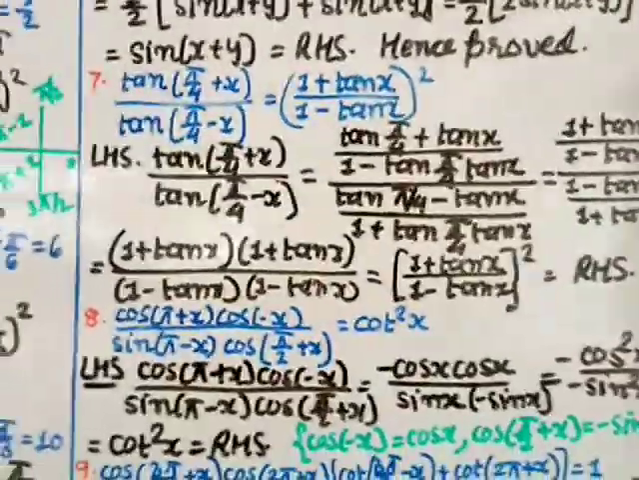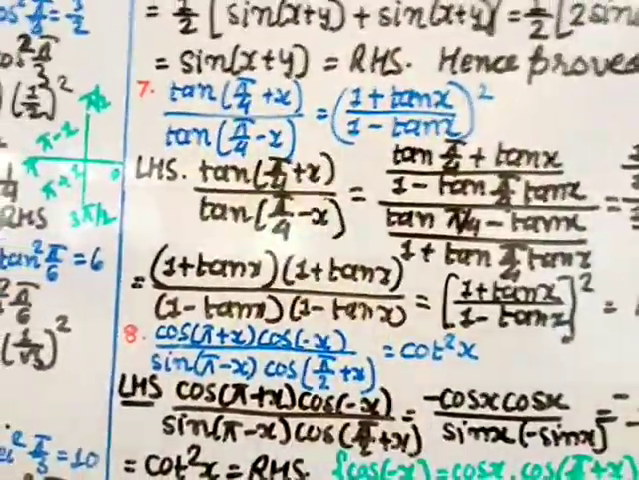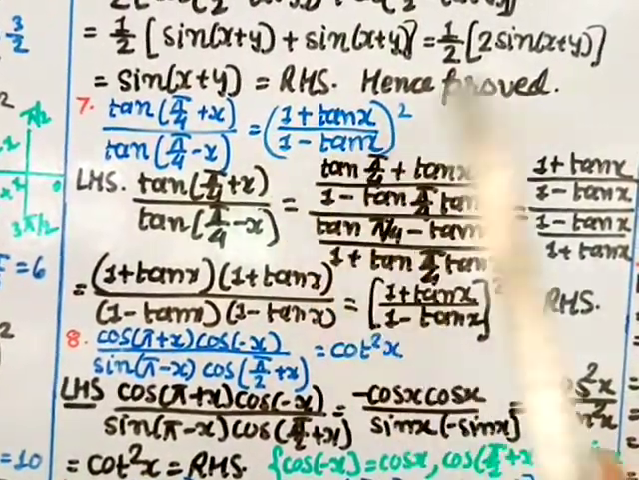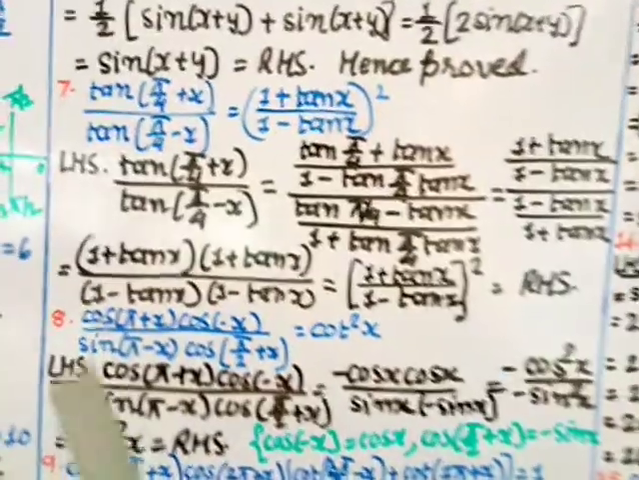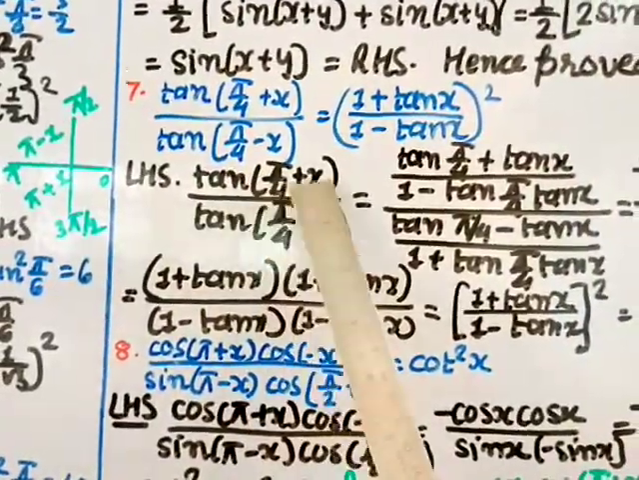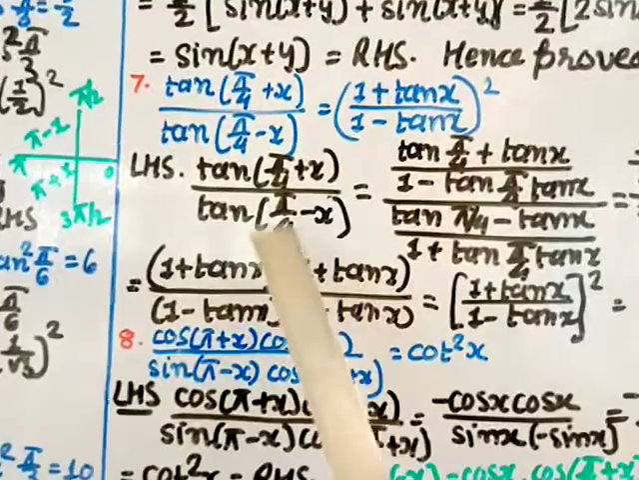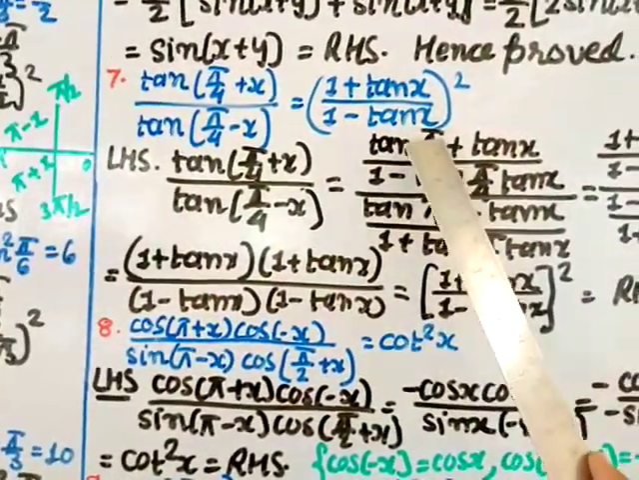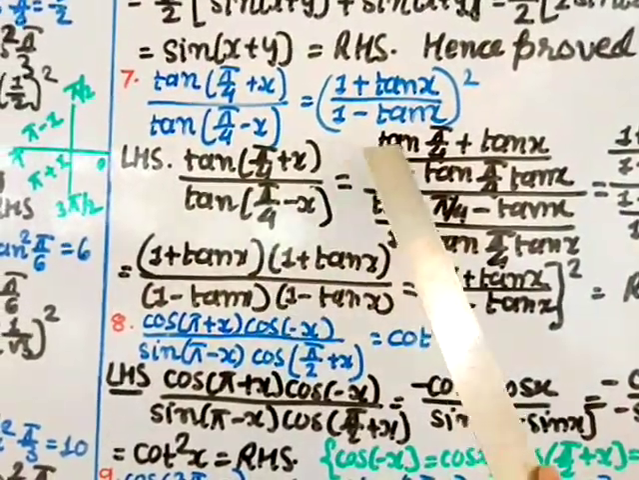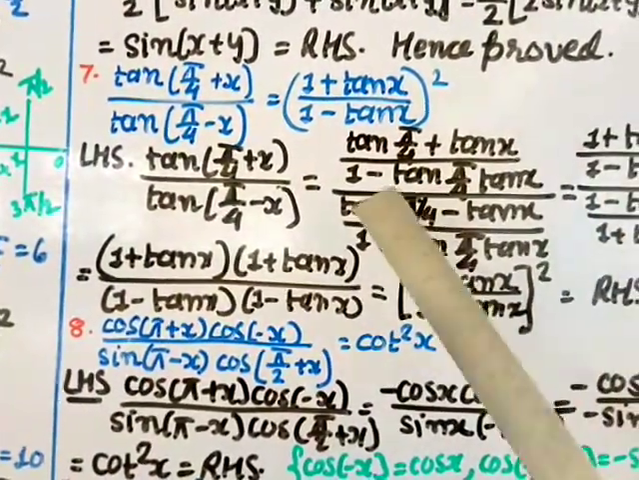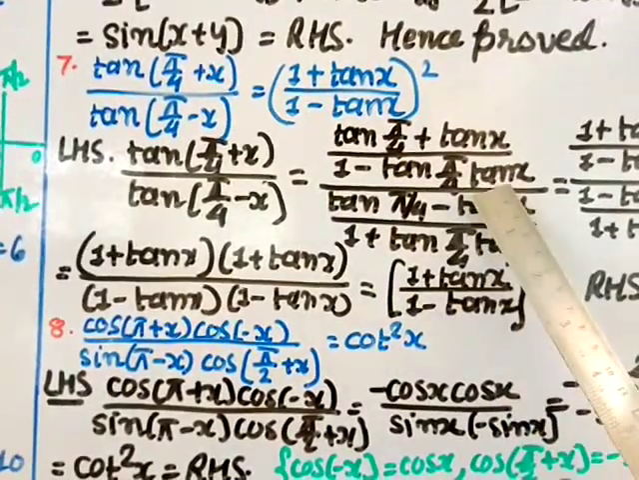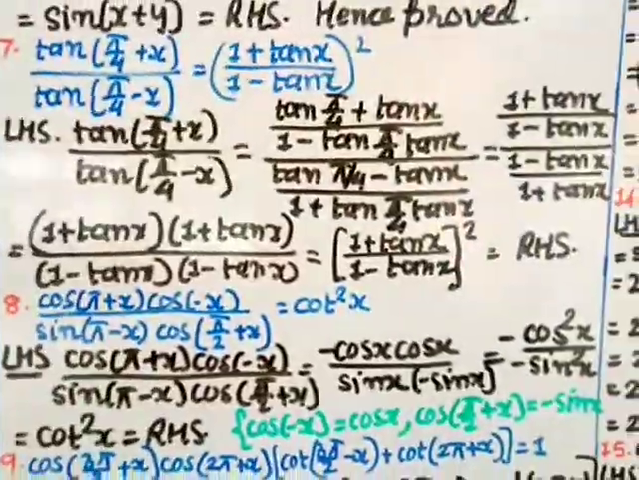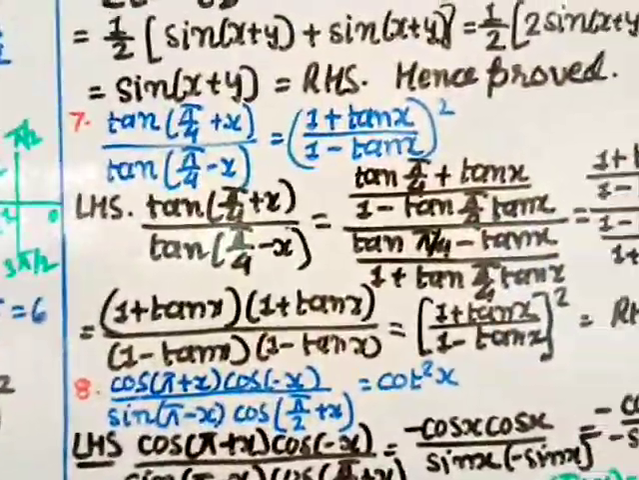Question number 7. Tan of pi by 4 plus x divided by tan of pi by 4 minus x is equal to 1 plus tan x by 1 minus tan x, whole square. Let us take the left hand side first. Left hand side is tan of pi by 4 plus x divided by tan of pi by 4 minus x. I am using the tan of x plus y formula. That formula is tan x plus tan y divided by 1 minus tan x tan y. So x is pi by 4 and y is x. I hope you remember the formula.